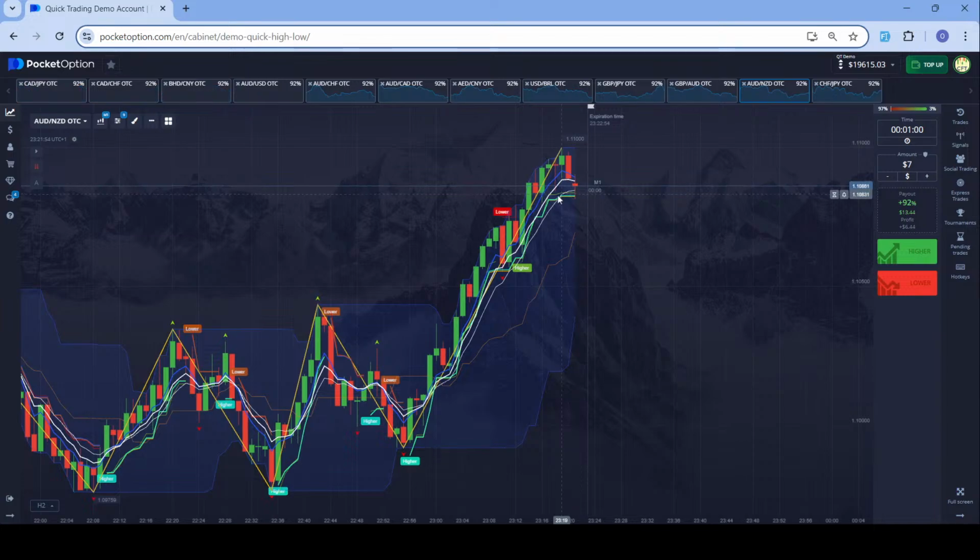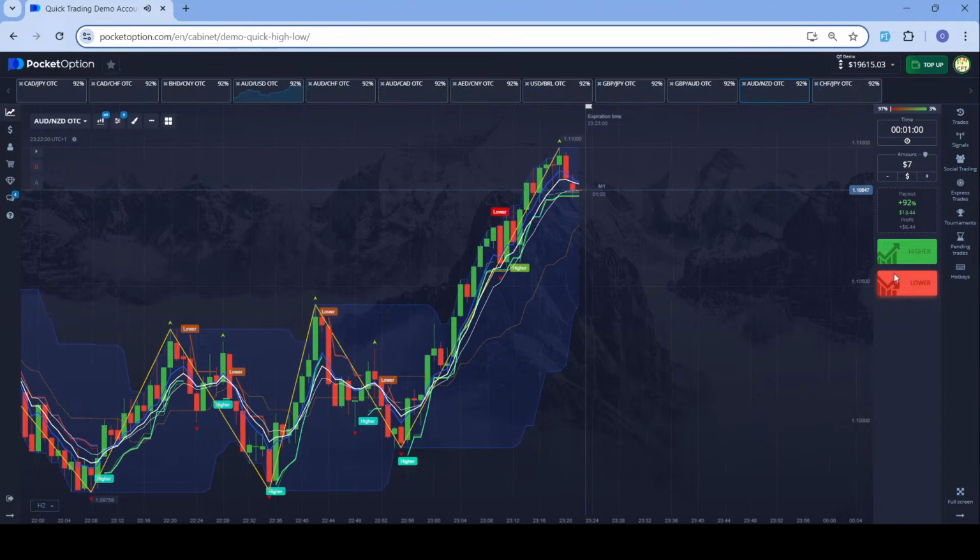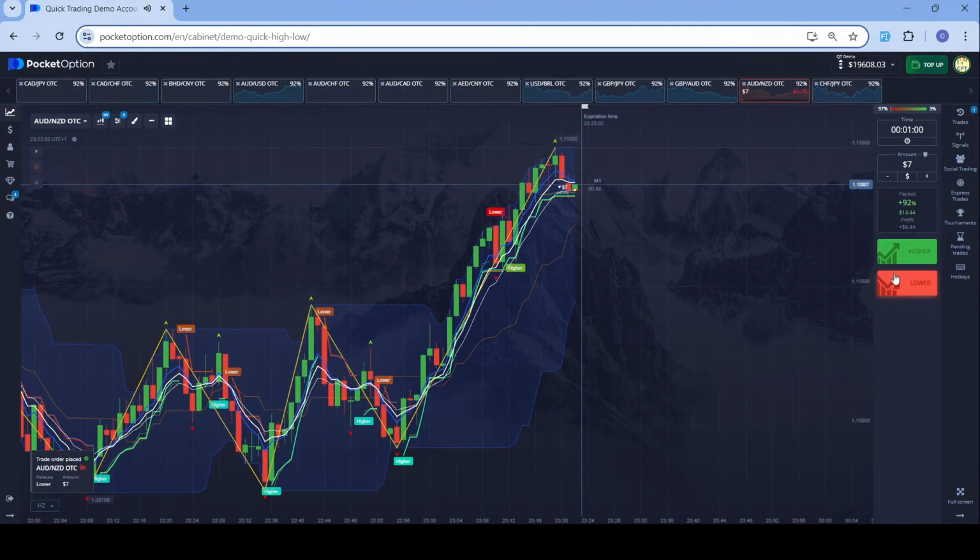Though this is a seller's entry, I can see seller's entry. He's trying to reverse back, but I'll take a set trade. Let's go. Though the indicator didn't print, I think this is a typical seller's entry, buyer's entry.